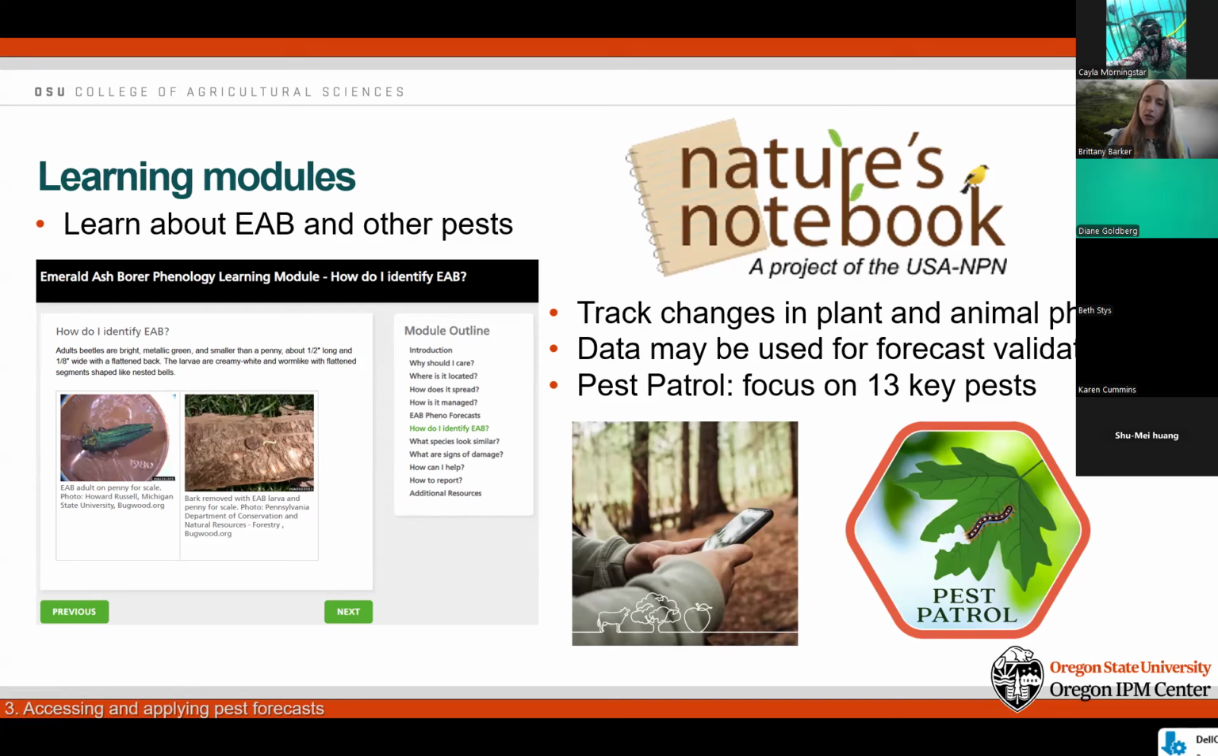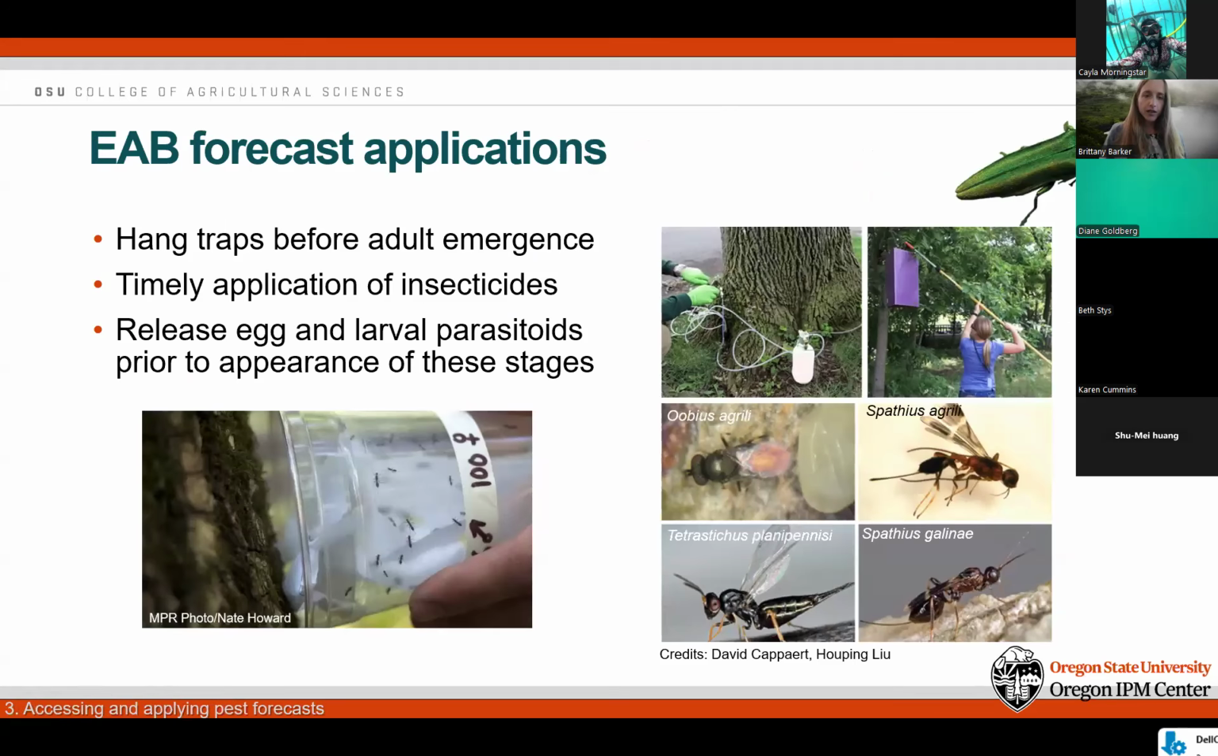And I encourage you, if you're working on EAB or Asian longhorn beetle, these other pests, to enter your data there because these data could be useful to validate the models, to see how well our forecasts are performing. And they also have a pest patrol program, focusing on three key pests in the United States.